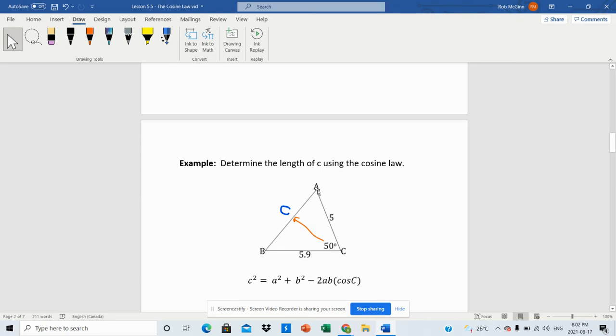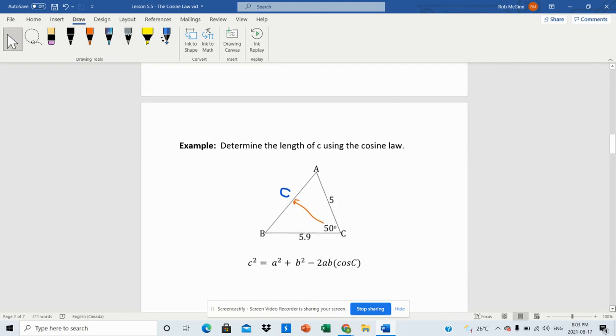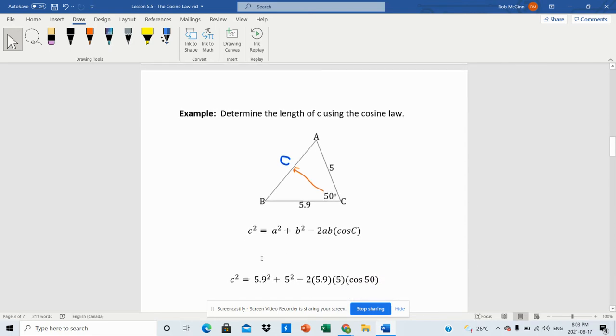We know a, if we look across from A, our side length there is 5.9. If we look across from angle B, our side length is 5. So we're just going to plug that right in. And so we get c squared is 5.9 squared plus 5 squared, minus 2 times 5.9 times 5 times the cos of angle C, which is 50 degrees.